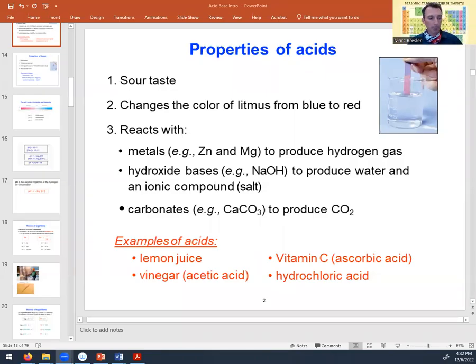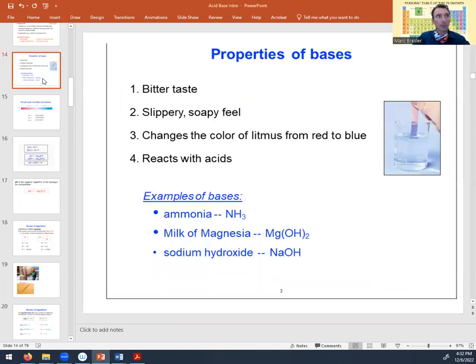Morning, Biochem 141. So I'm going to go over acids and bases and how to calculate pH and pOH. Acids are typically sour. They change the litmus paper from blue to red. Examples might be lemon juice. Bases are bitter. Like if you eat soap, it might taste bitter. And they react with acids.